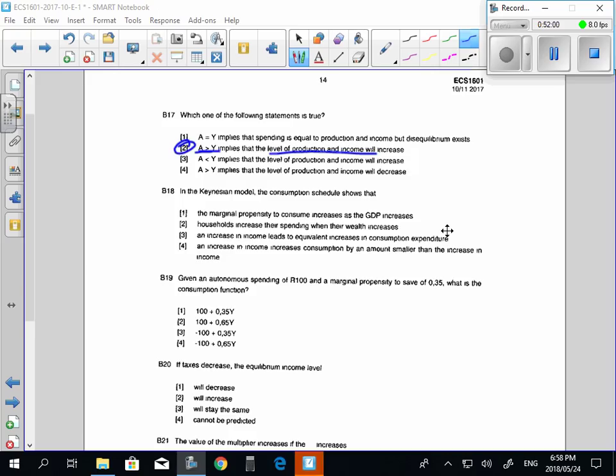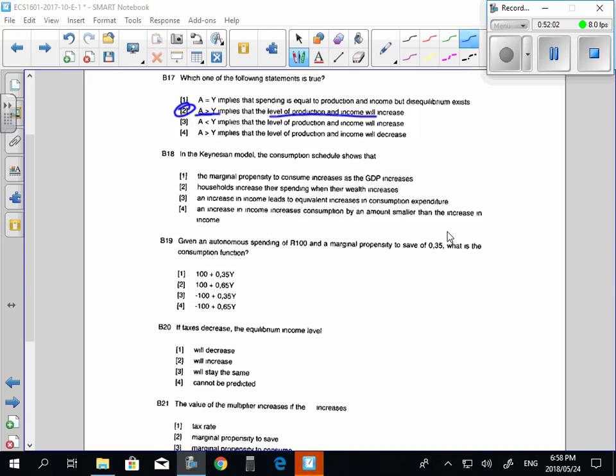Number 18, in the Cartesian model, the consumption schedule shows what? It shows an increase in income increases consumption, but by an amount smaller than the increase in income. Why? Because our MPC is a value less than 1 and greater than 0. MPC is between 0 and 1, and you multiply the change in income by your MPC to calculate how much your consumption will increase by.